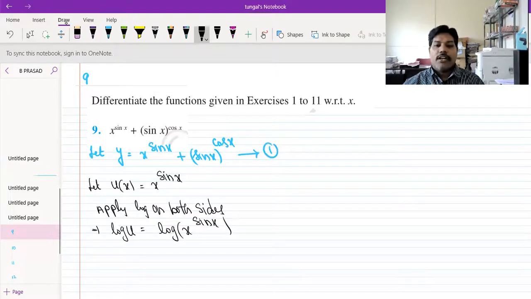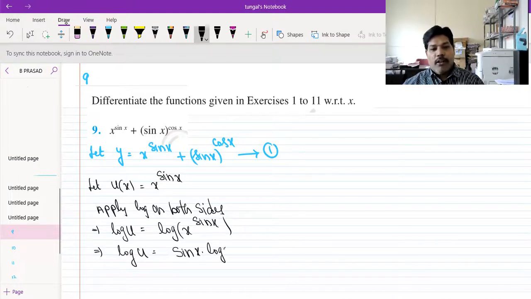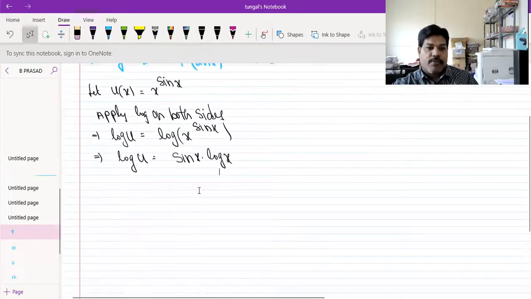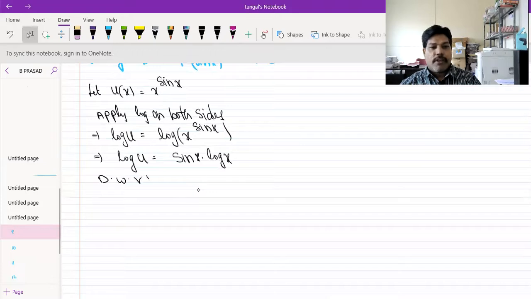Already you know that log x power n can be written as n log x, so log u can be written as, this power will come to the front, it will become sin x into log x. So what happens, students? Then you can differentiate the function with respect to x. Differentiate with respect to x, d by dx of log u is equal to d by dx of sin x into log x.